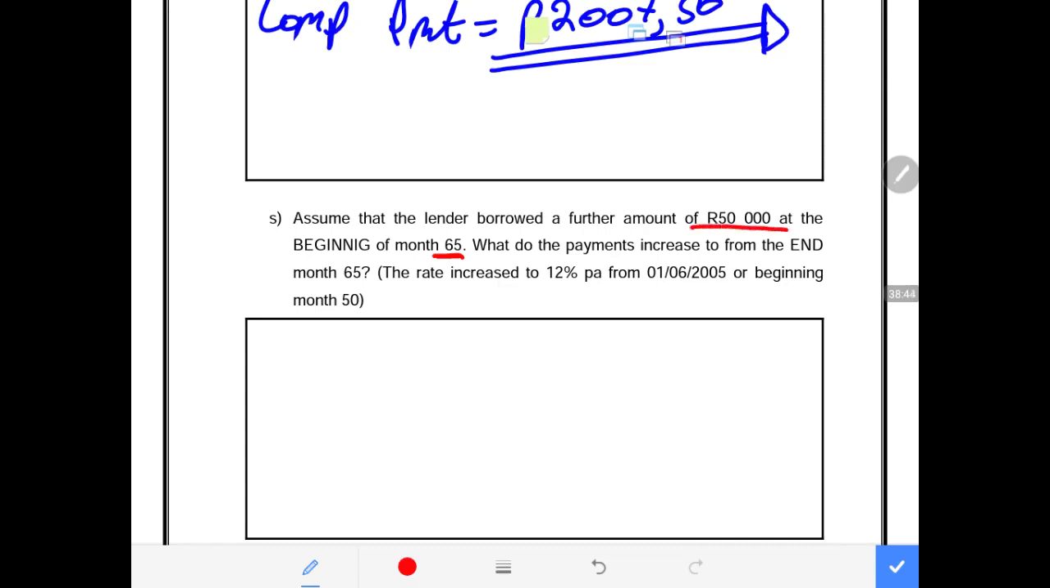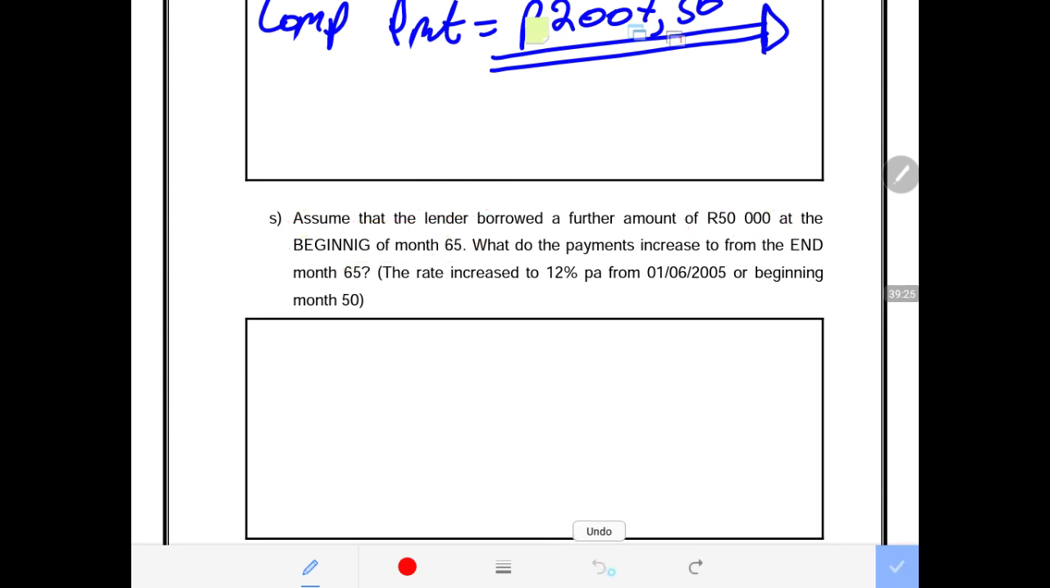So now the minute there is a change in an annuity, we need to determine a balance at that point in time. In this case, we need to know a balance at the end of month 64, because the borrowing took place at the beginning of month 65. The closing balance at the end of month 64 will be the opening balance at the beginning of month 65, so that we add the amount that was borrowed and start calculating now the new PMTs at the end of month 65 after there was a new borrowing.